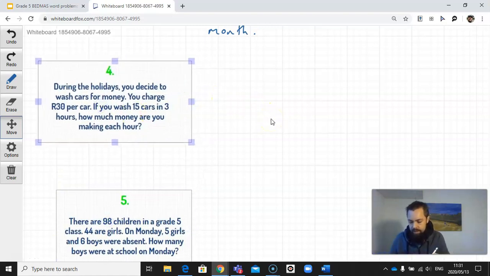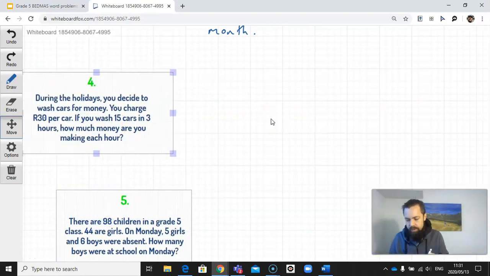During the holidays, you decide to wash cars for money. You charge 30 Rand per car. If you wash 15 cars in 3 hours, how much money are you making each hour? Whew, that's difficult. Okay, so I guess let's look at the maths, the numbers first. So we've got 30 Rand per car. We've got 15 cars. We've got 3 hours.